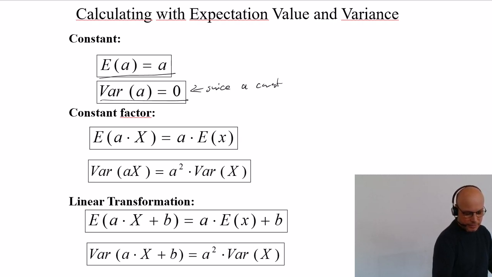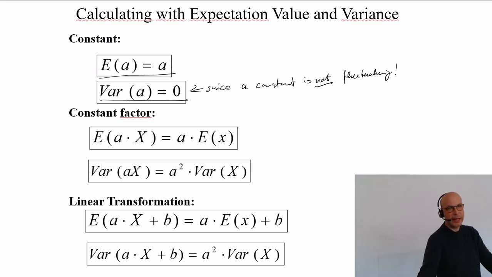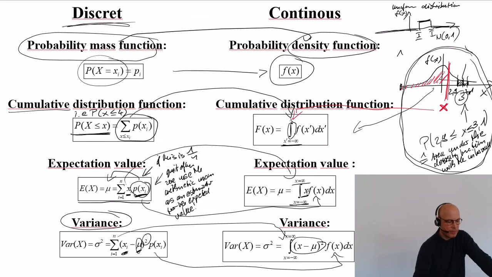since a constant is not fluctuating. Well, and then especially the expected value operator has the property that if we multiply every single event with the same number, with the same constant, then we can take this constant outside the expected value operator. Well, and this we directly see here.